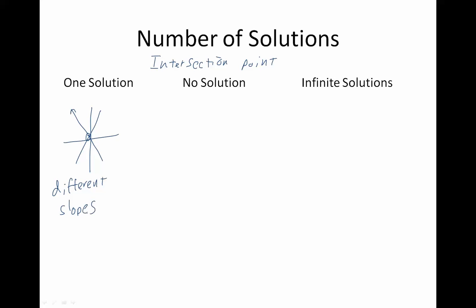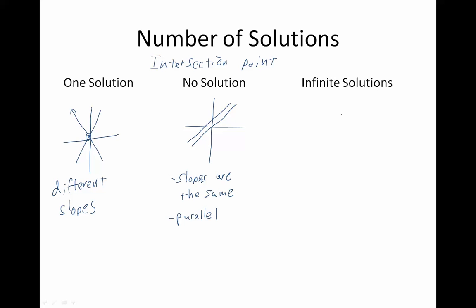If two lines are going to cross, they have to have different slopes, because as you will see in this case, something with no solutions means that they do not cross. And the only time two lines never cross is when the slopes are the same. We have a special word for when two lines have the exact same slope. That word is parallel. So when two lines are parallel, their slopes are the same, therefore they have no solutions.